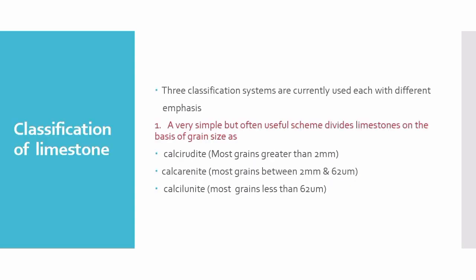So now we are getting into the classification criteria for limestone. Actually, there are three bases of classification. The first one is very simple, but often useful, a scheme that divides limestone on the basis of grain size. Calcirudite: most grains are greater than 2 mm. Second one is calcarenite: most grains between 2 mm and 62 µm. And the third one is calcilutite: most grains less than 62 µm.